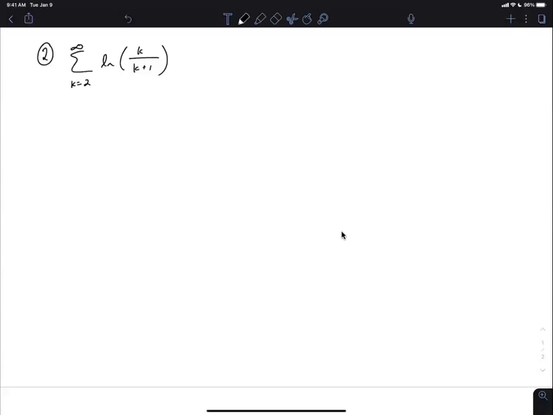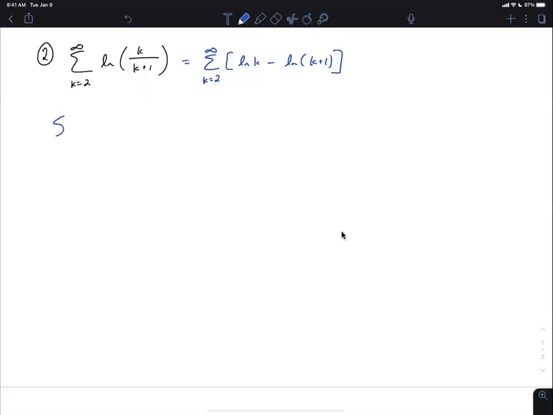And so now this ends up being a telescoping sum, but you have to notice that you can rewrite it this way. So we're going to actually start by saying, okay, well, this is the same thing as the natural log of k minus the natural log of k plus 1. Does that make sense to everybody? Okay, so because you have division in a log, then you can do that. This ends up being a telescopic sum.